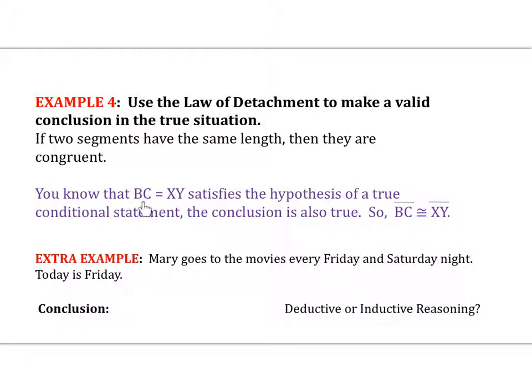You know that BC equals XY, so the length from B to C equals the length from X to Y, satisfies the hypothesis of a true conditional statement. So the conclusion is also true. So that means we can conclude that segment BC is congruent to segment XY.